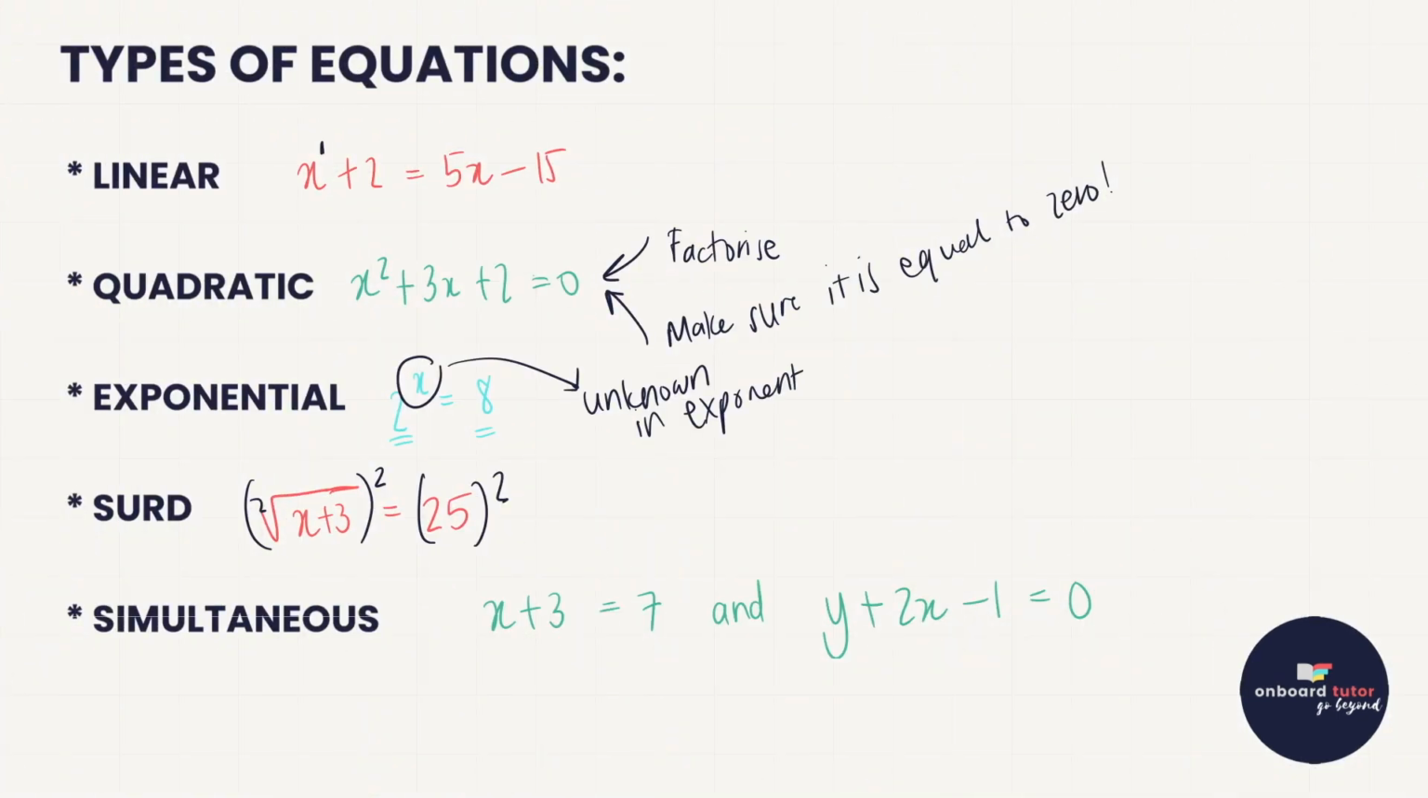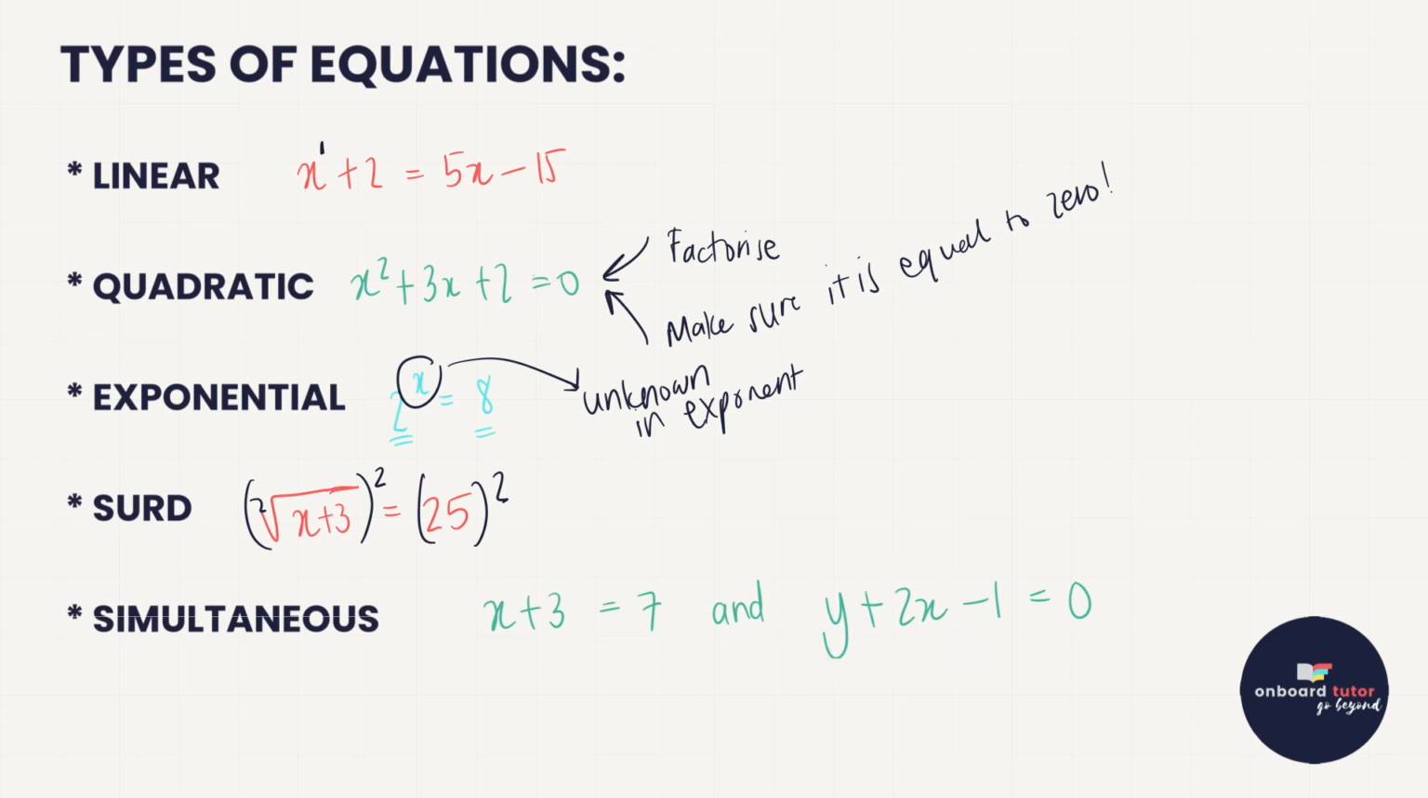In our last video, we had a look at the different types of equations that you get. Linear equations, where x is to the power of 1. Quadratic equations, where x is squared. Exponential equations, where the unknown is in your exponent. Surd equations, where you need to square both sides to get rid of a square root, or cube both sides to get rid of a cube root. And simultaneous equations, where we solve simultaneously for more than one variable.